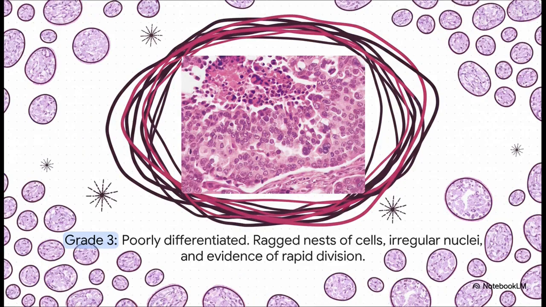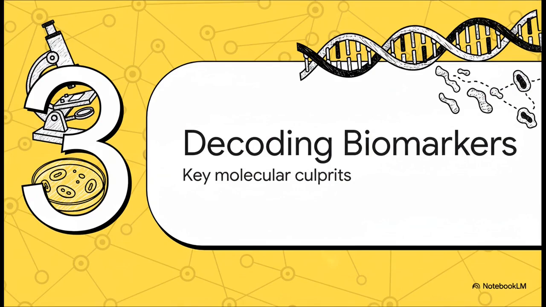And here, wow, this is grade 3. It's just complete chaos, isn't it? You see these ragged nests of cells, the nuclei are all irregular, and you can tell they're dividing like crazy. It looks nothing like normal tissue. This is what we call poorly differentiated, and this is a high-grade aggressive tumor. So, the grade gives us a very important first impression, but it's not the whole story, not by a long shot. To really understand what we're dealing with, we need to go deeper and look for molecular fingerprints.